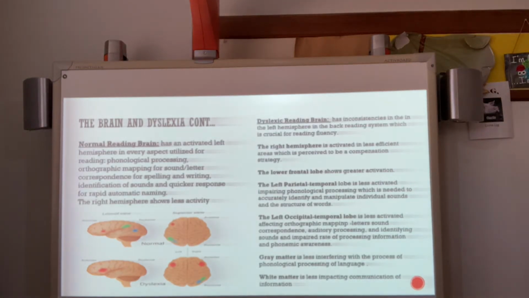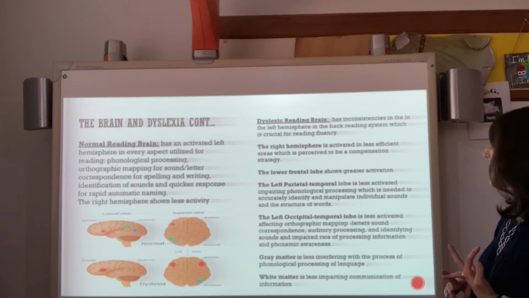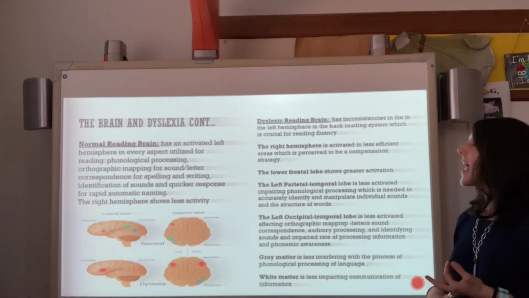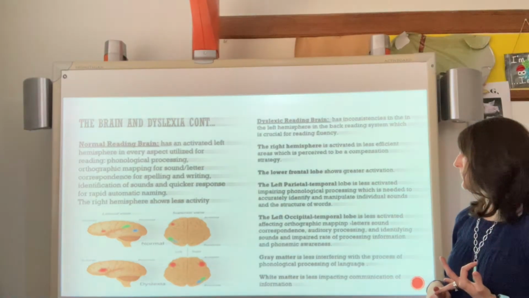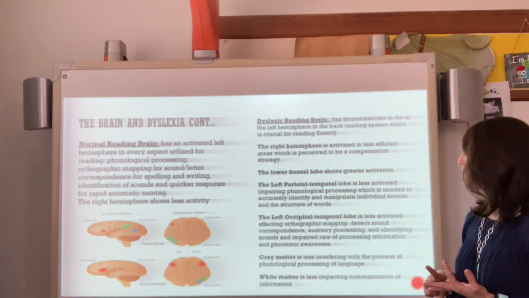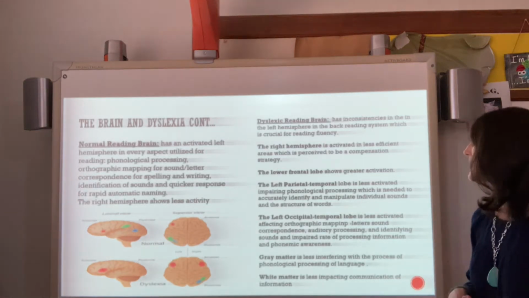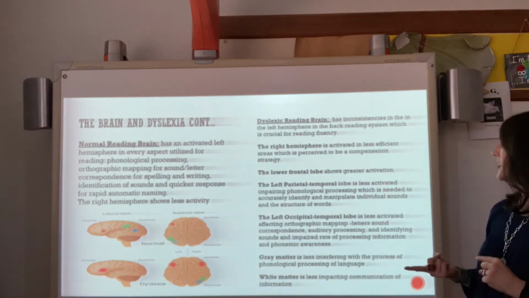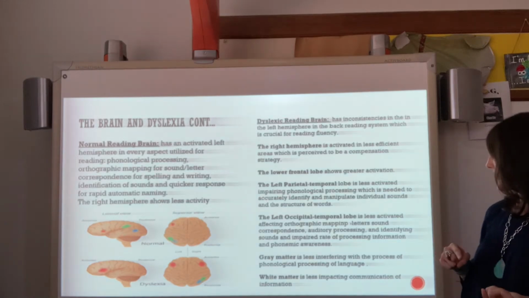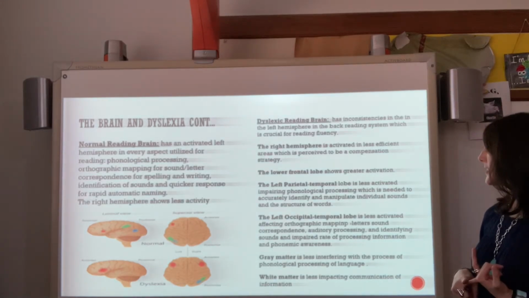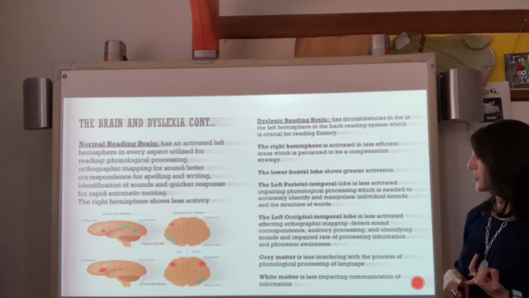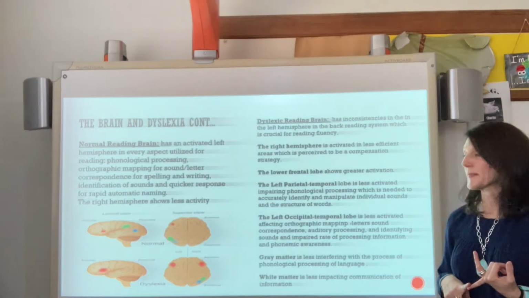So the left parietal temporal lobe is activated, impairing phonological processing, which is needed to accurately identify and manipulate individual sounds and the structure of words. The left occipital temporal lobe is less activated, affecting orthographic mapping, letter and sound correspondence, auditory processing, and identifying sounds, and impaired rate of processing information and phonemic awareness.